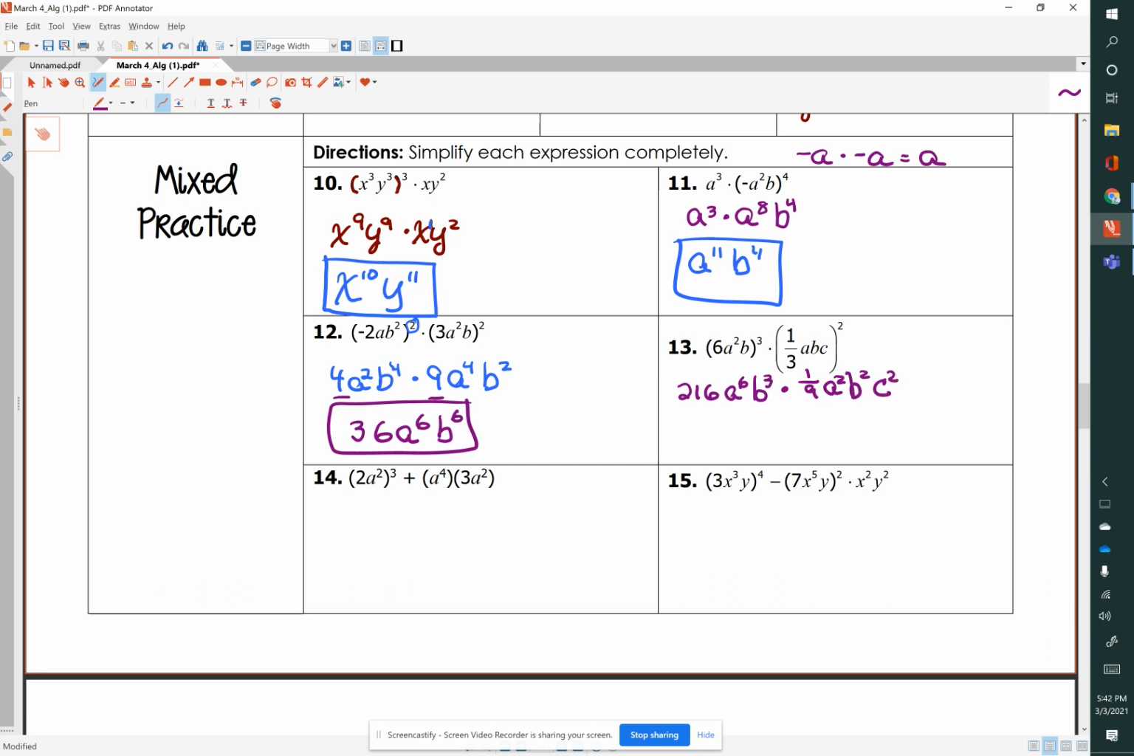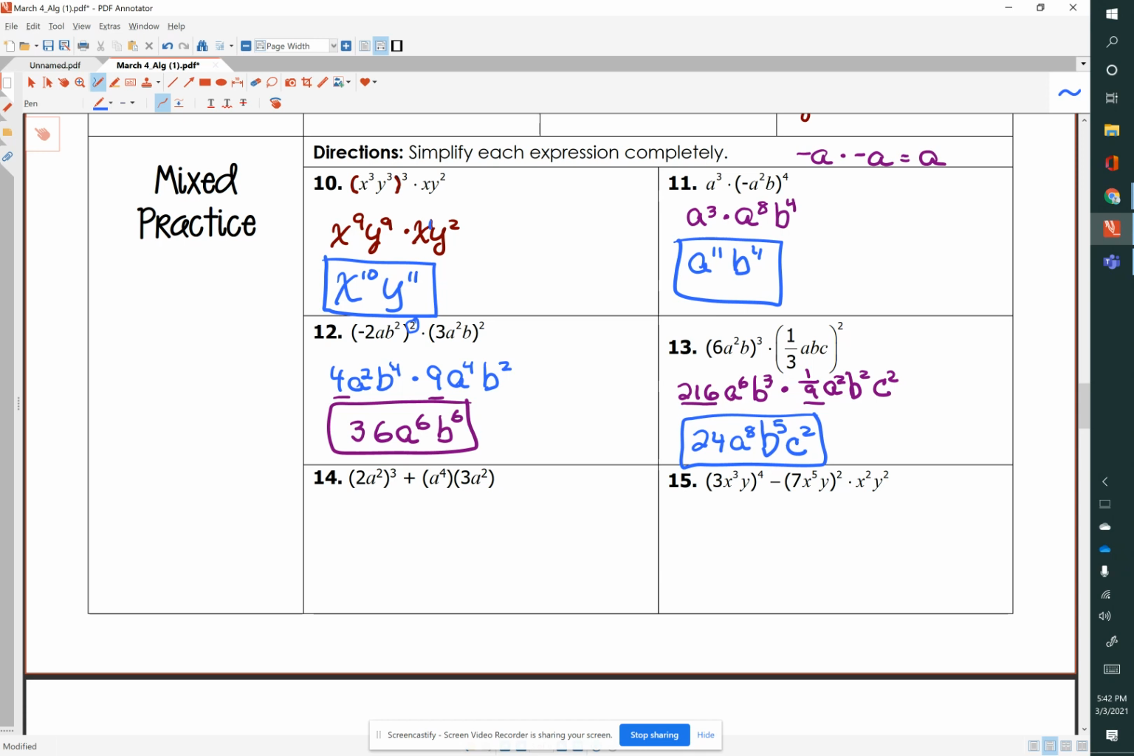Now let's multiply all of this together. 216 times 1/9 is 24. And a to the 6th times a squared is a to the 8th. B to the 3rd times b squared is b to the 5th. And then we have that c squared. That's our final answer. Okay, number 14.